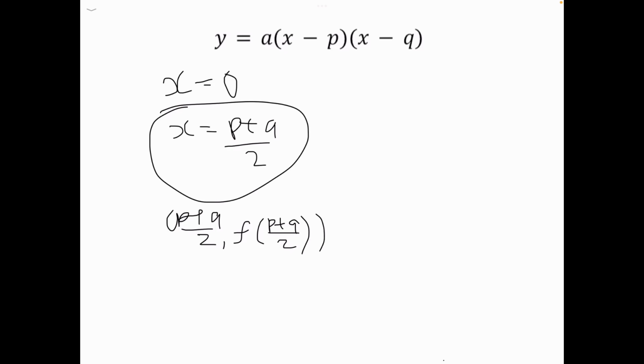And then to find the x-intercept, you will simply look at p and q. So it will be p comma 0 and q comma 0.